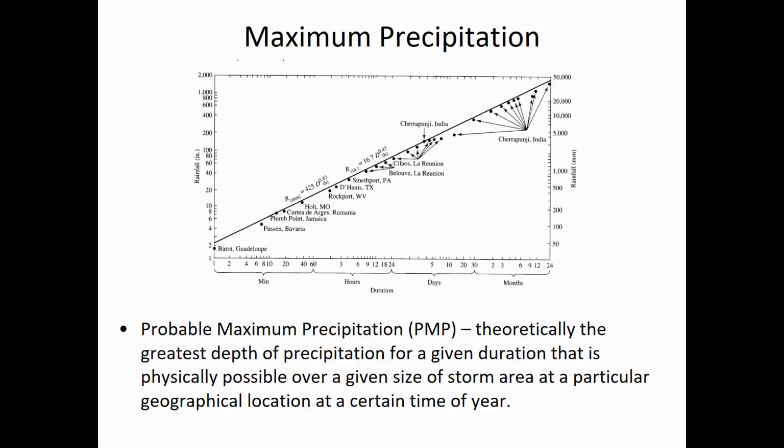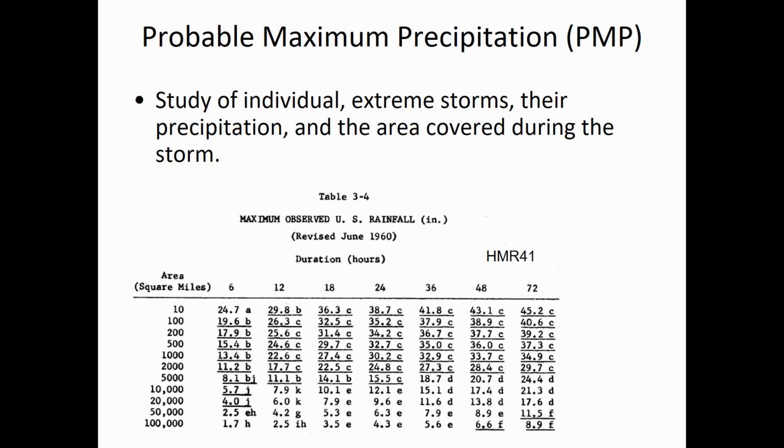The point is that we have to think beyond the available data and have a much larger extrapolation. In the United States, there's a publication called HMR 41 that predicts the maximum probable precipitation, the PMP, and it varies based on the size of your watershed. Remember that the general principle is that the smaller the watershed, or the shorter the duration, the higher the intensity can be. In each column, it's the duration of the storm. Over a 10 square mile area, you may see 24 inches of rain over a storm that lasts 6 hours.